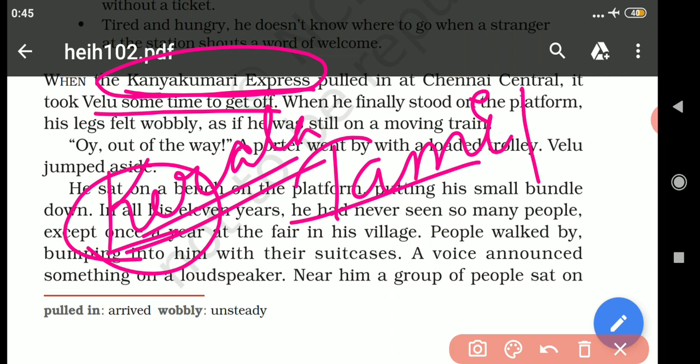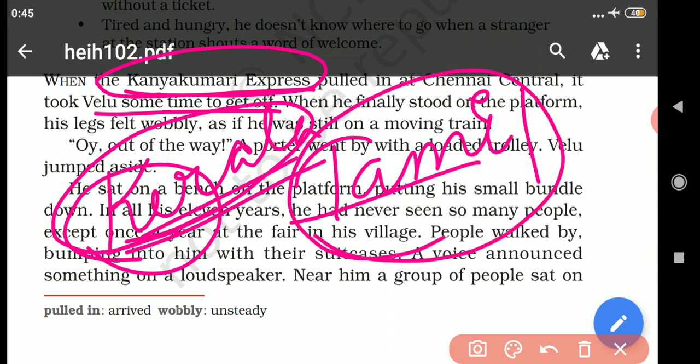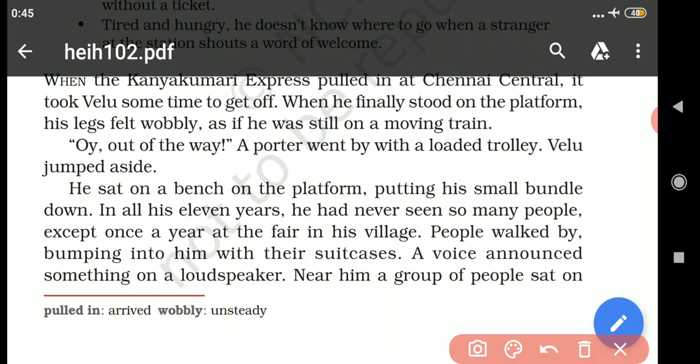It's obvious here in this particular case that he started his journey from Kerala. Velu is from Kerala, and he has finally landed in Tamil Nadu, at the Chennai Central railway station. Now, how he is going to react here, let us see. It took Velu some time to get up. Means he did not get up suddenly.